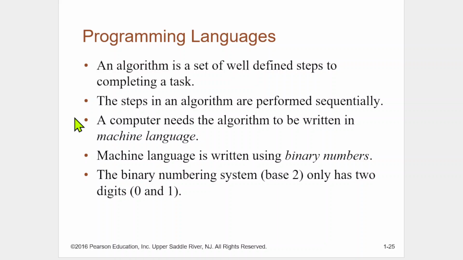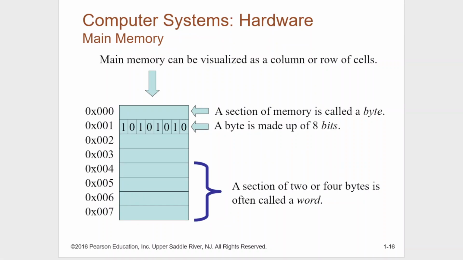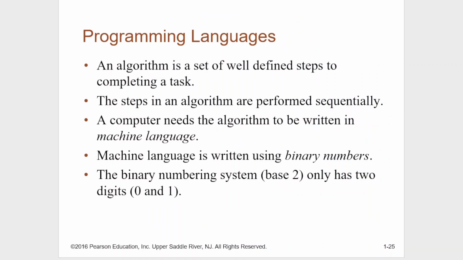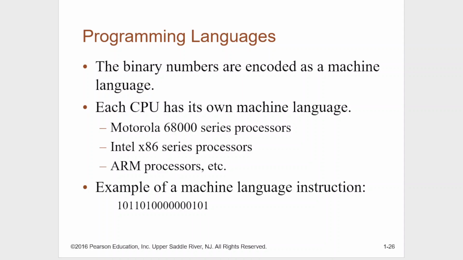A computer needs an algorithm to be written in machine language. Machine language is the binary numbers. It's the base 2 we were looking at before, the ones and zeros, because we're digital. Remember, we're digital, so we can only read 1 and 0. So the computer needs that in ones and zeros. That's all it can read. It's machine language. We don't want to write in machine language, trust me. It's much better to use a programming language.